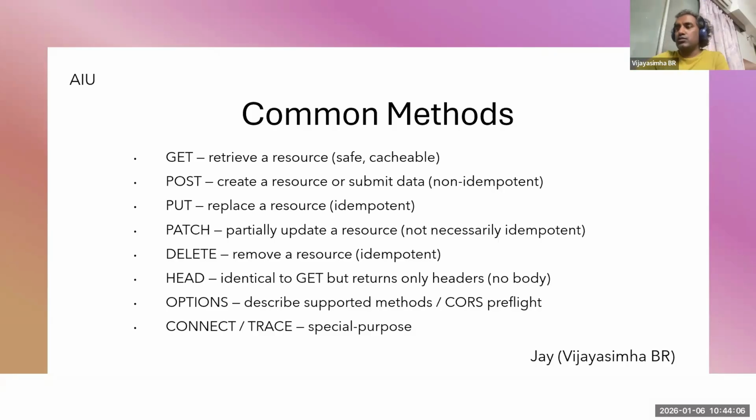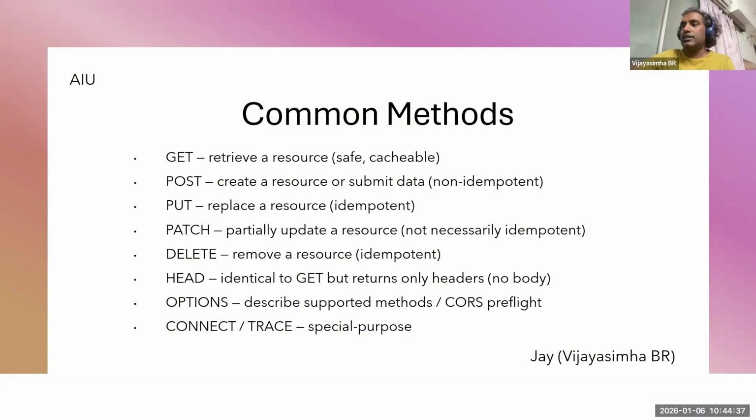Then finally, there are a few more options: connect and trace. Connect and trace are for special purposes. We don't always use them. Options, again, we don't really use all the time. So these are extra things. We don't really have to worry about it because we won't be using it in our project. But it's good to know that if, while you're developing or studying, you come across options, connect or trace, they're also HTTP methods, but they're not really used in our project.